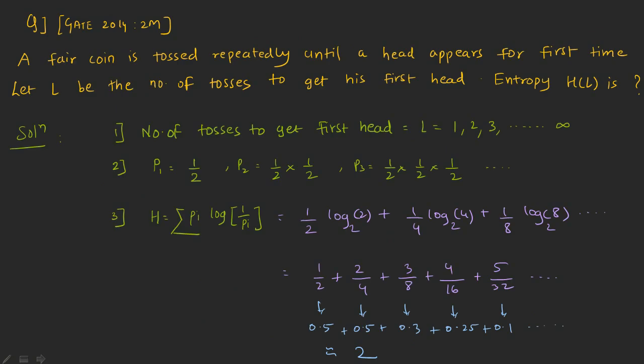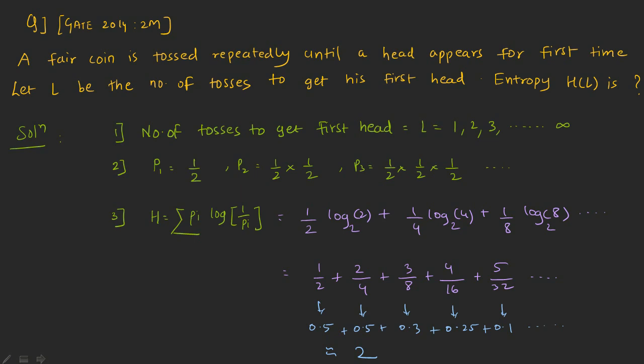So let's move forward, and this is the GATE 2014 2-mark question. As you can see, a fair coin is tossed repeatedly until a head appears for the first time. Let L be the number of tosses to get the first head. What is the entropy H of L?